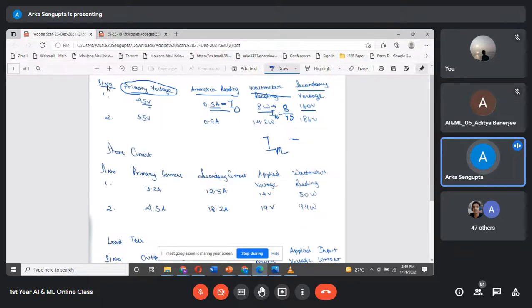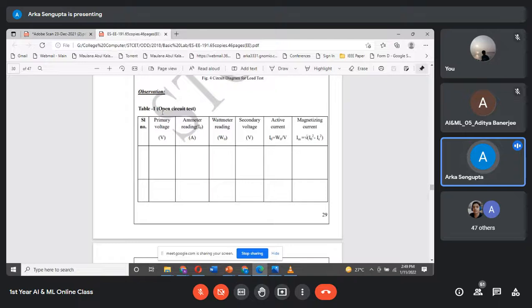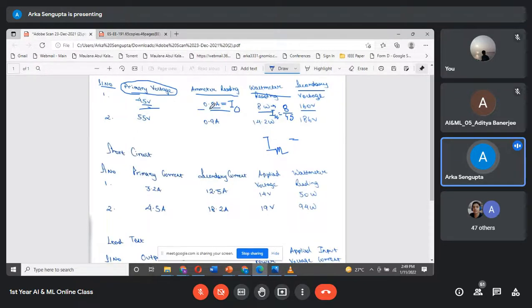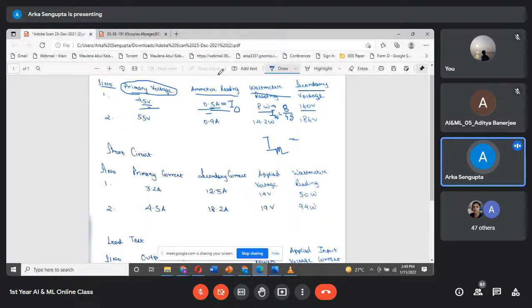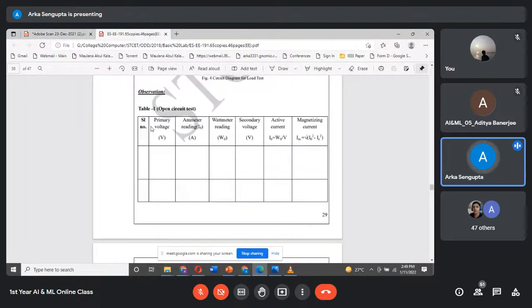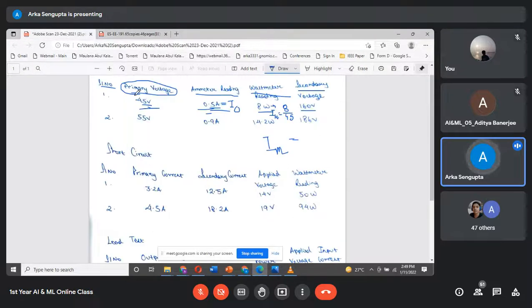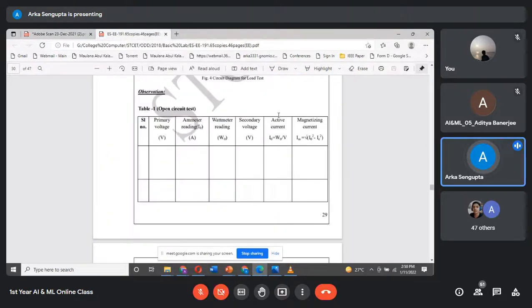So these are the readings. You can see this is the open circuit test. The primary voltage is 45 volt, the ammeter reading is 0.5 ampere, then the wattmeter reading, and the secondary voltage reading is shown here. These 4 columns are already given in this reading, and you need to find out this active current and magnetizing current.